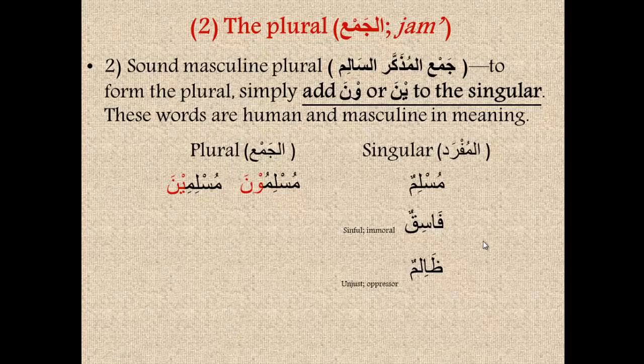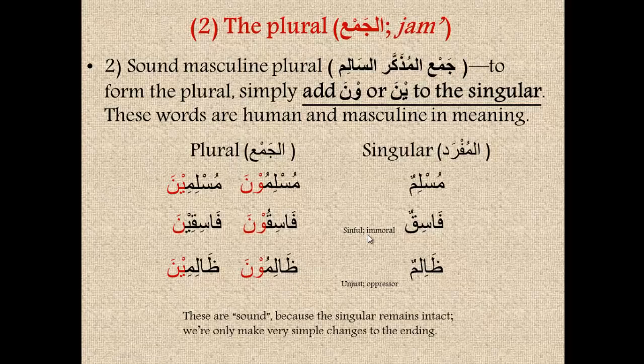Example number 2, we have the word fasiq, which means sinful or immoral, someone who's sinful or immoral. To make it the plural form, we add una or ina. Fasiquna, fasiqina, which means men who are sinful or immoral. Lastly, we have zalim, a male individual who's unjust or a male oppressor. To get the plural, again, we do the same modification. We add una or ina. We get zalimuna and zalimina.